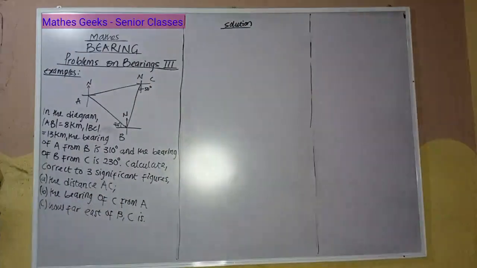In the diagram, AB is equal to 8 kilometers, BC is equal to 13 kilometers. The bearing of A from B is 310 degrees, and the bearing of B from C is 230 degrees. Calculate correct to three significant figures: A, the distance AC; B, the bearing of C from A; and C, how far east of B C is.